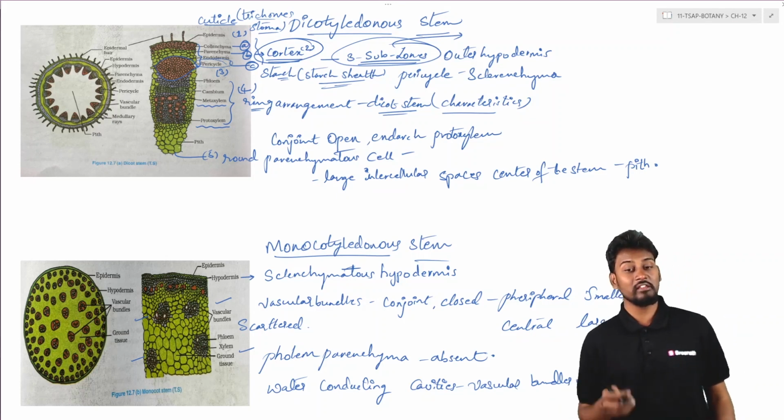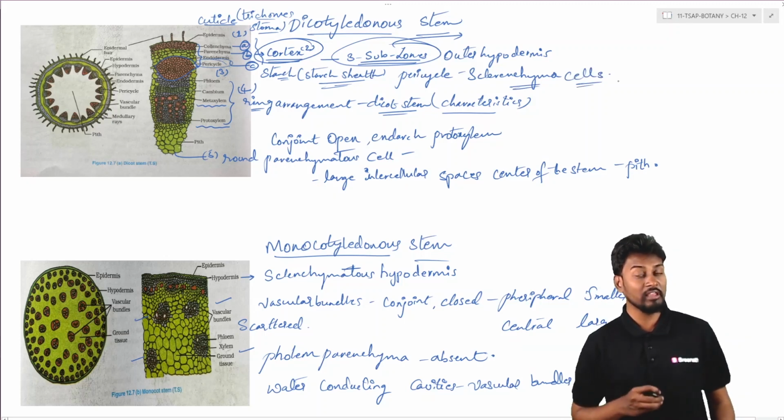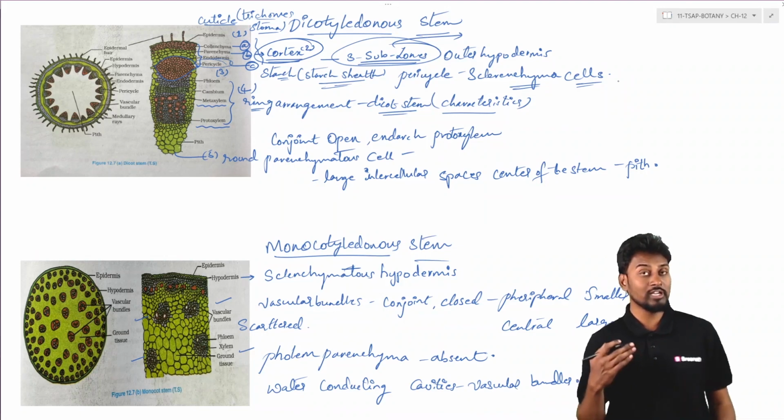So pericycle is nothing but it is consisting of sclerenchymal cells. So here we can see there are the sclerenchymal cells which are forming the pericycle. It is a semi lunar structure which is present beyond the endodermis.